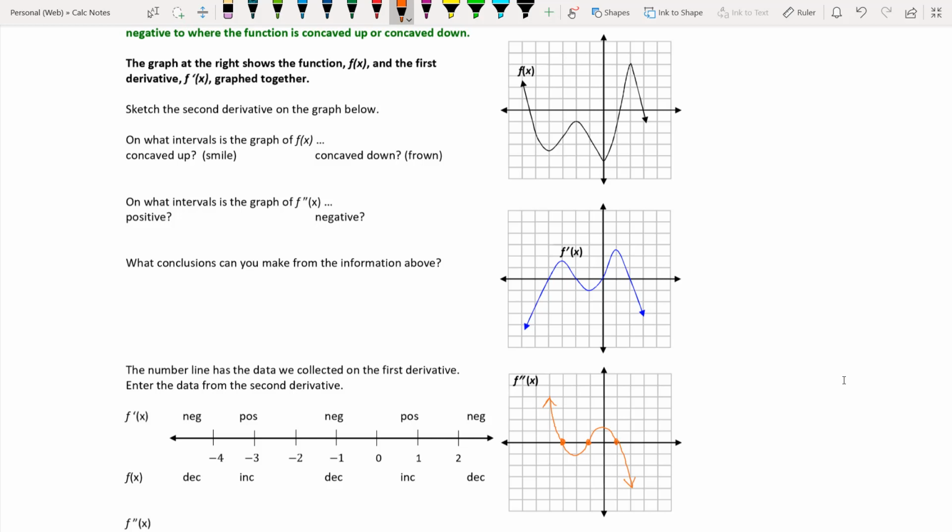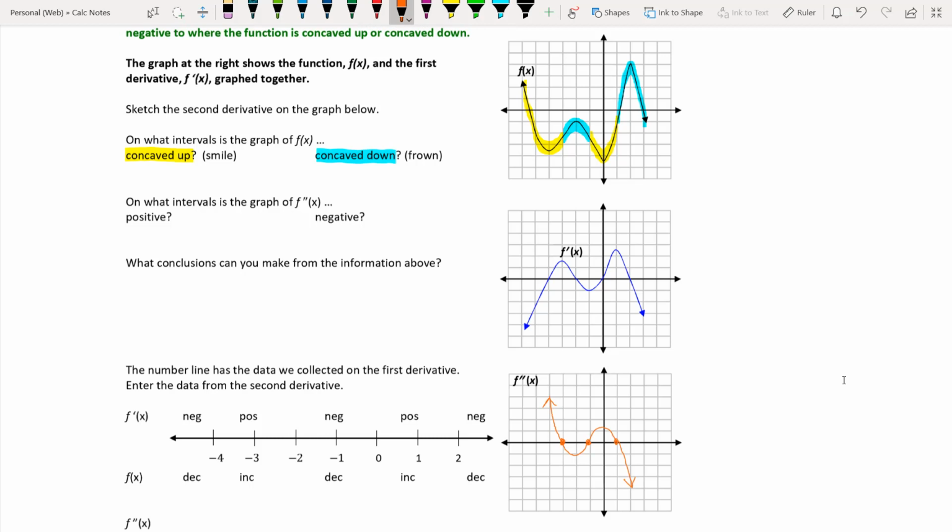And then it said, on what intervals is the graph of f of x concave up? So now we're back to f of x. All right? So concave up means smiling. So where's the graph smiling? So I'm going to trace these parts on my graph. My graph is smiling from there to there. It also looks like it's semi-smiling from here to here. And then where is it frowning? Where is it concave down? Okay, so I'm going to highlight those areas as well, concave down. So this is a frown when we talk about concave down. Okay, so I've got two areas where I'm concave up and two areas where I'm concave down, and they want the intervals for each one of those.